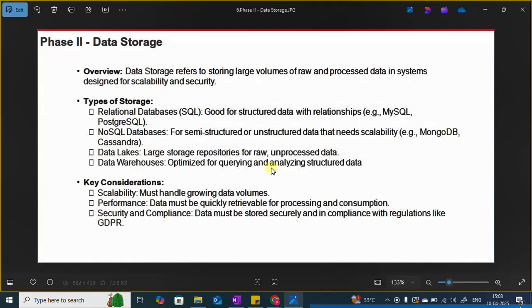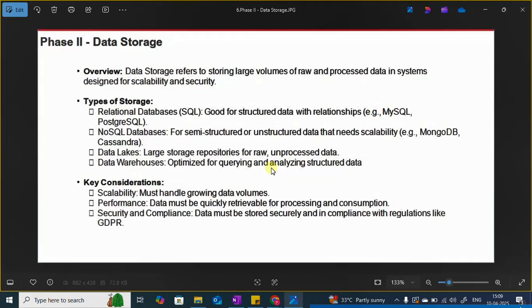Data lake, large storage repositories for raw and unprocessed data. Data warehouses, optimized for querying and analyzing structured data. Key considerations. Scalability: must handle growing data volumes. Performance: data must be quickly retrievable for processing and consumption. Security and compliance: data must be stored securely and in compliance with regulations like GDPR.